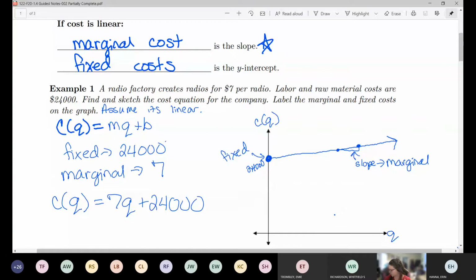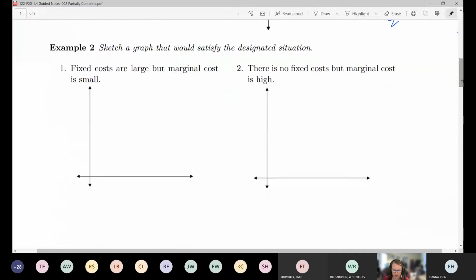we're just talking about linear functions because that's all we have. So in terms of a linear function, the marginal is the slope and the fixed is the y-intercept. So if we look at this example here, it says sketch a graph that would satisfy the designated situation. The first being that you have fixed costs are large, but marginal cost is small.